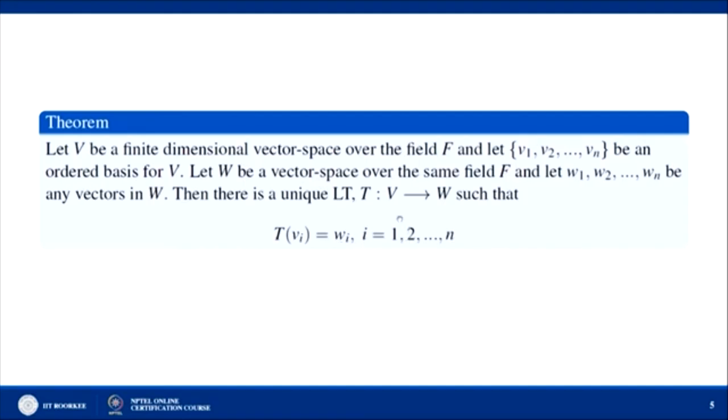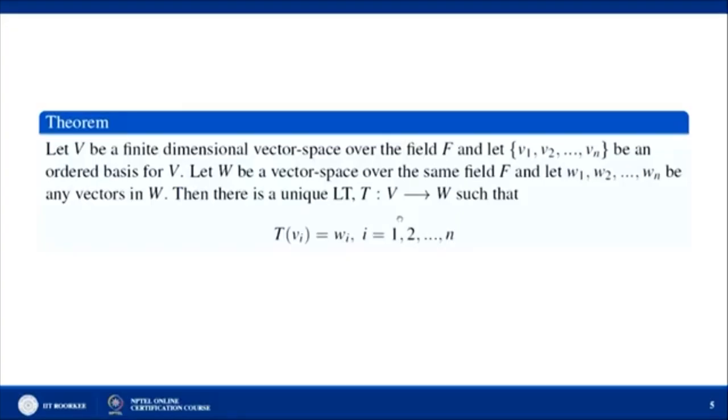What I want to say basically in this theorem is that you are having a linear transformation T from V to W. Here you are having some vectors, say V 1, V 2, V n, which is an ordered basis of capital V. So, there will always exist a unique linear transformation T such that T of V i will map to W i, that is W 1, W 2 up to W n. This is the main result, that there will exist a unique linear transformation T from V to W such that this happens. Now, the proof is very easy.